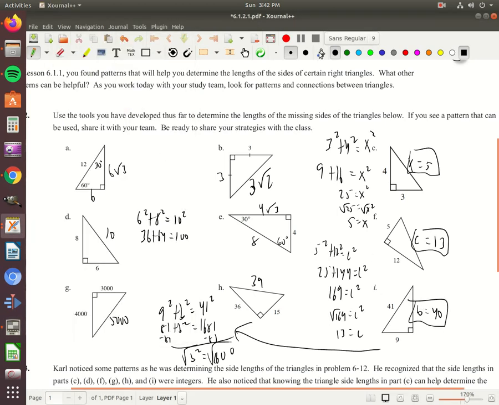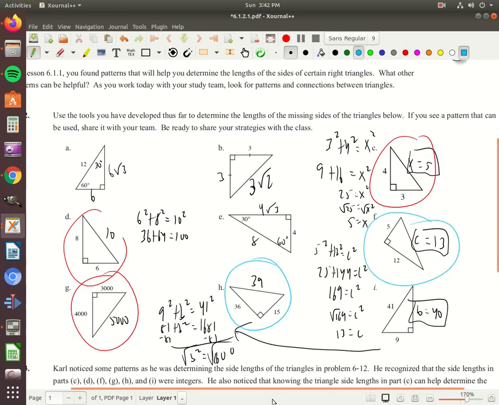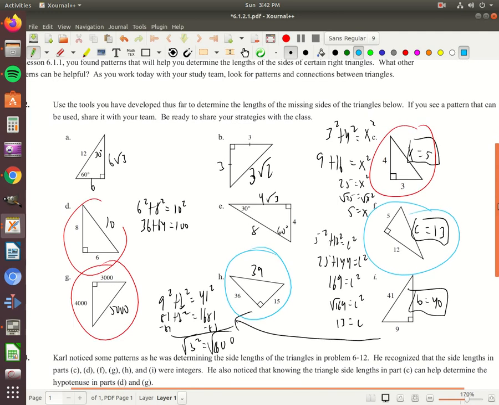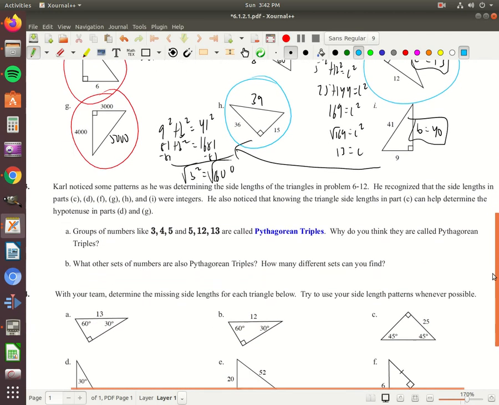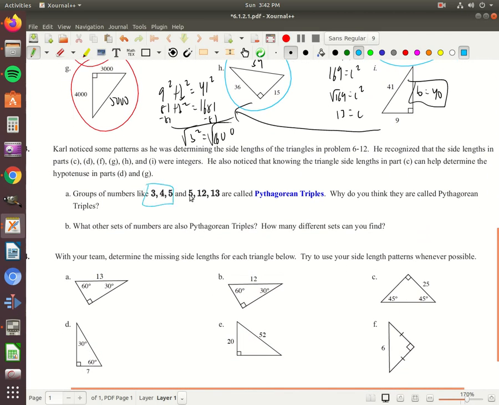But again, if I change these colors here, this ratio and this ratio were the same, as well as this ratio and this ratio. And these are known as Pythagorean triples, where the ratios are the same, and then we can just use that logic to keep going with it. So these are the two most famous Pythagorean triples.